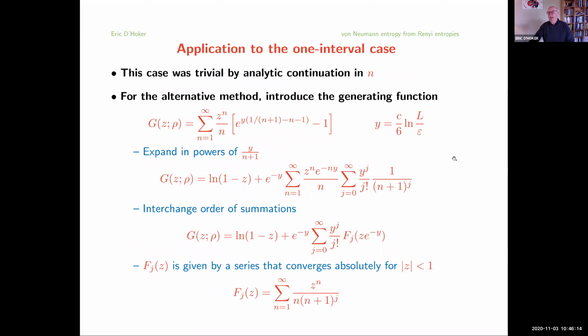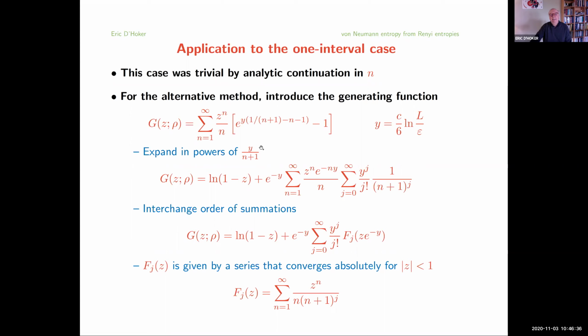Okay, so now let's apply this. Let's see how this works, right? I claim that we have another way of evaluating things. So first of all, the one interval case. Now, of course, this case was completely trivial in the original replica method. So let's see what you have to do here to reproduce that.